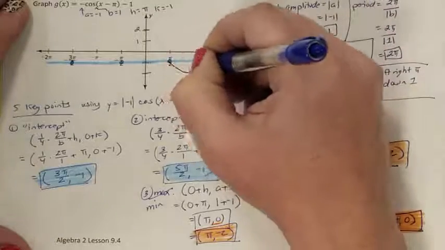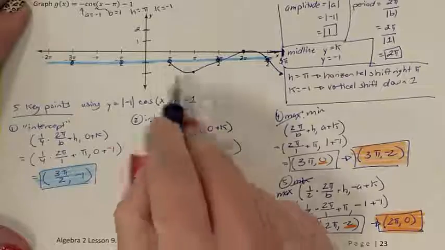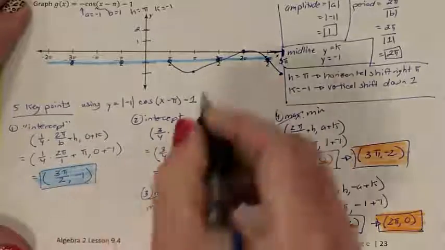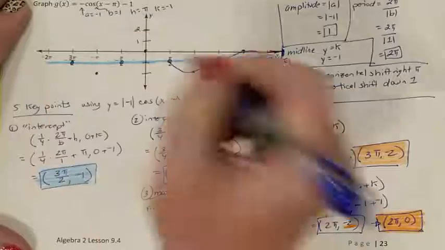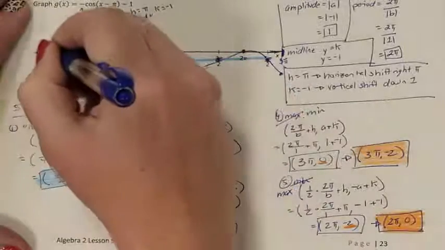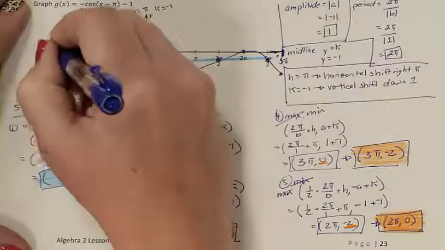So here is my repeated cosine that I need to continue all the way through to repeat. So up to 0, down to negative 2, up to 0. So here is my cosine function.